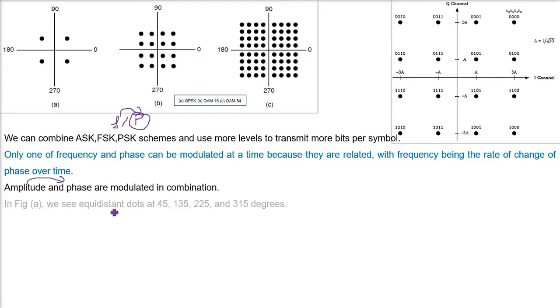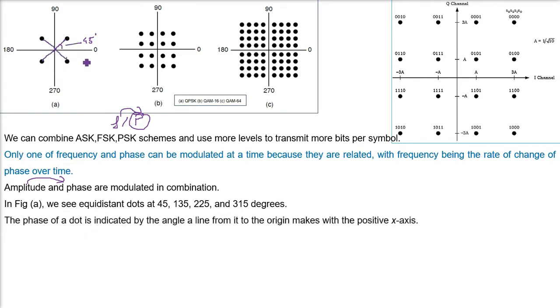You know why we are not using frequency? Because only one can be taken. But phase is different from amplitude. So in this figure, if you see, we have 4 dots. These 4 dots are equidistant and at an angle of 45 degrees from the positive x-axis. This is 45 degrees. What is the angle of the second one in the second quadrant? It's 135 degrees. In the third quadrant, 225 degrees. Fourth quadrant, 315 degrees. So now we can represent four symbols.